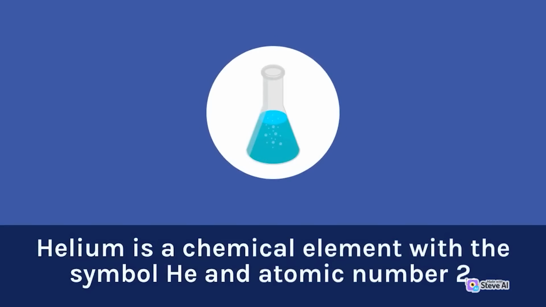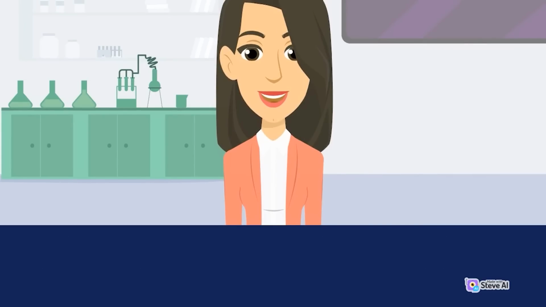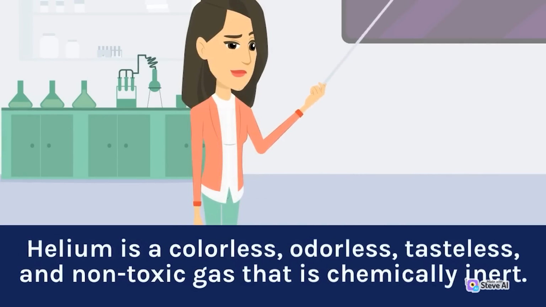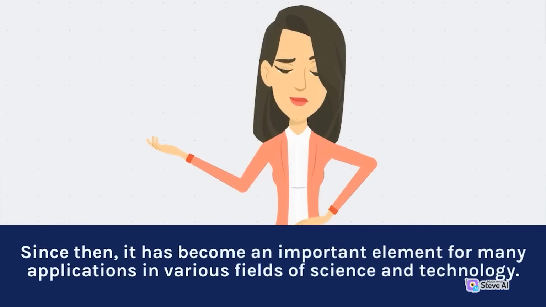Helium is a chemical element with the symbol He and atomic number 2. It is the second lightest element in the periodic table and is the second most abundant element in the universe, after hydrogen. Helium is a colorless, odorless, tasteless, and non-toxic gas that is chemically inert. It was first discovered in 1868 by French astronomer Jules Janssen during a solar eclipse. Since then, it has become an important element for many applications in various fields of science and technology.